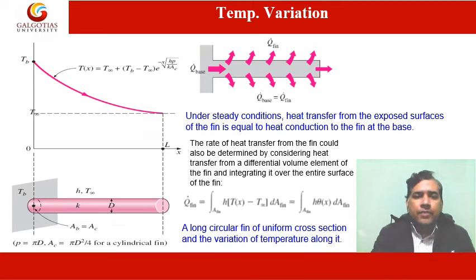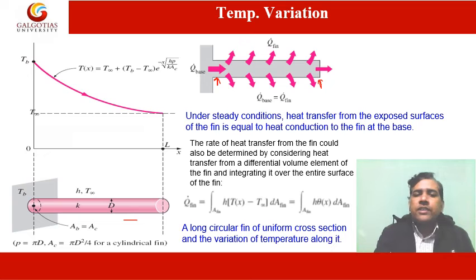So as you can see, this is how the temperature varies with distance. The temperature is not uniform on the surface of the fin, but it varies along the surface of the fin. The temperature here is the maximum, and then it goes on decreasing, and the temperature at the tip is always a minimum. If this is a cylindrical fin, the temperature varies in this way.